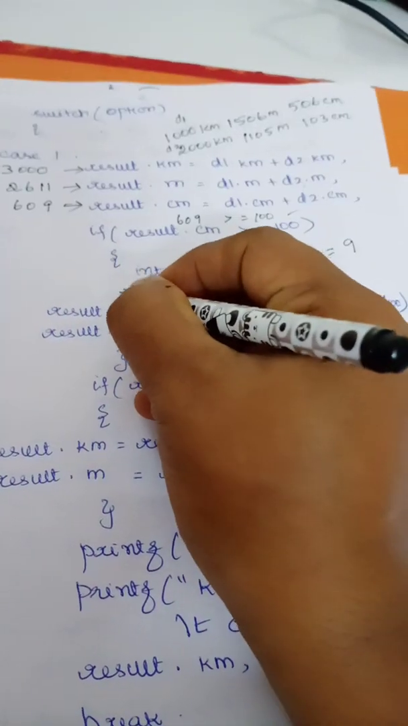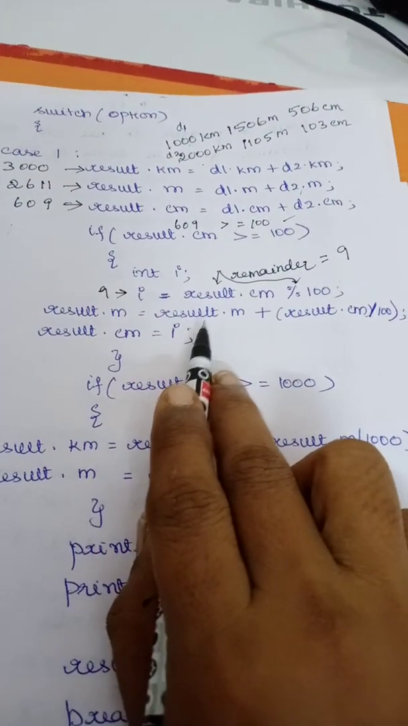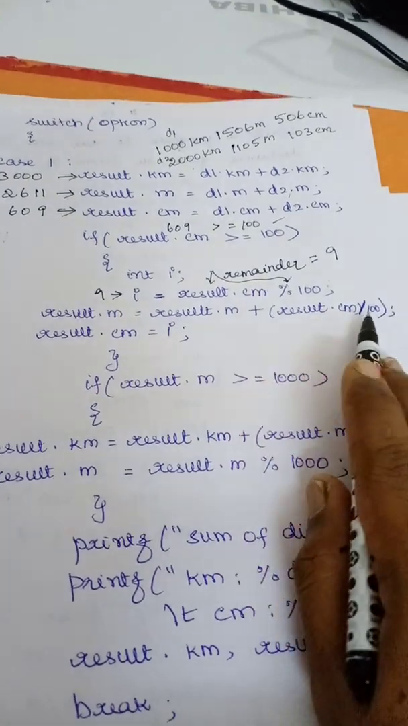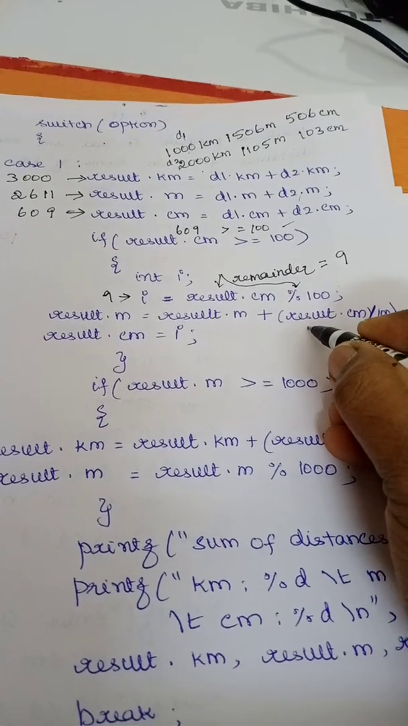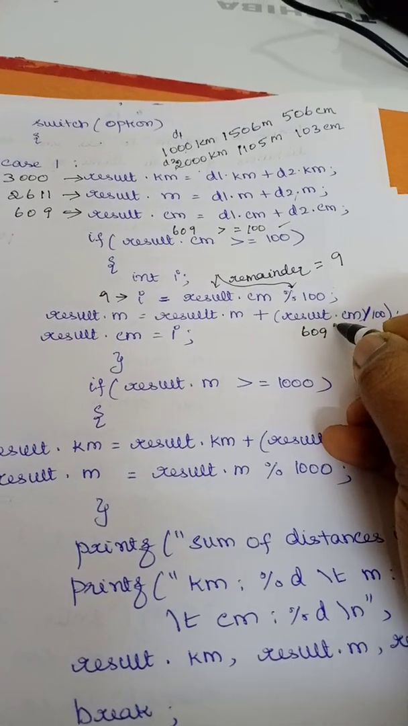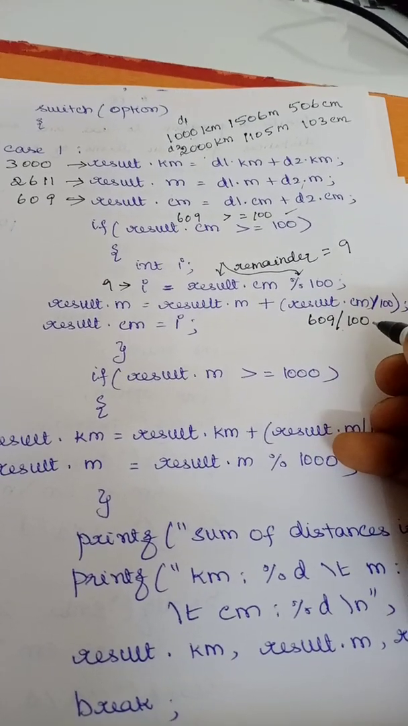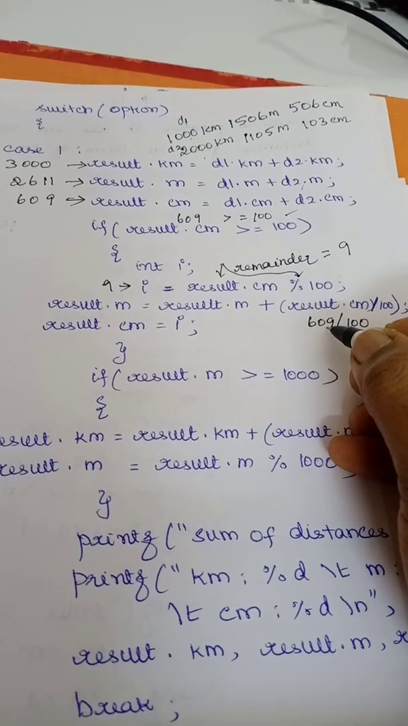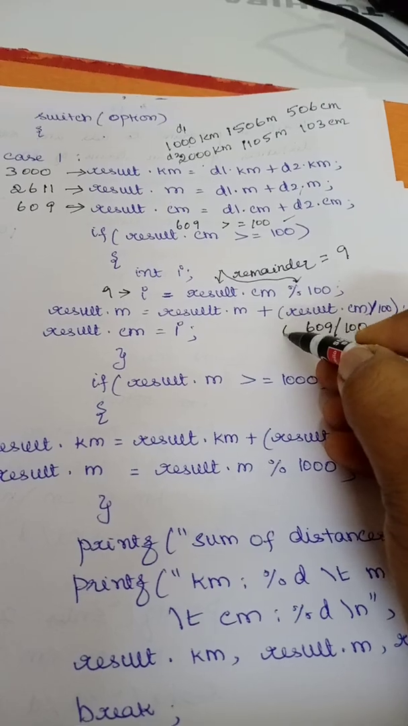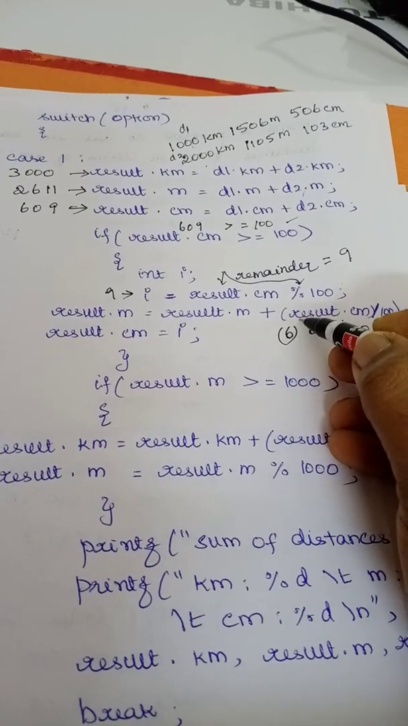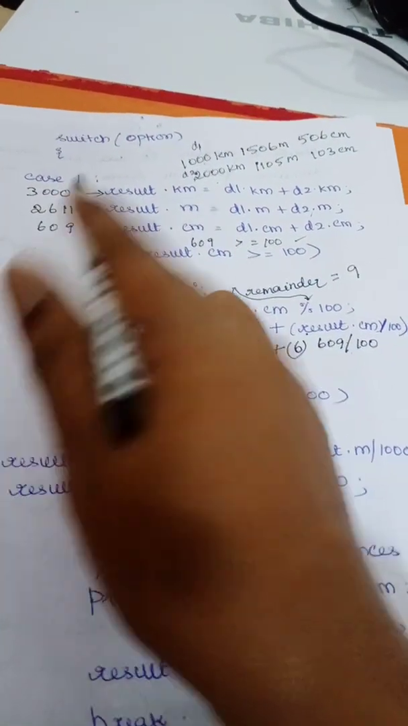So this I will have 9 in I. And result.m is equal to result.m plus result.cm by 100. So what is the meaning of it? What is result.cm? 609 by 100. So when I divide here, what is the answer I am getting here? 100 into 6 is going to be 600. The remainder 9 I have got it here. So 6 will be added, right? 6 will be the result plus what is the result I have got it here? Result.m.